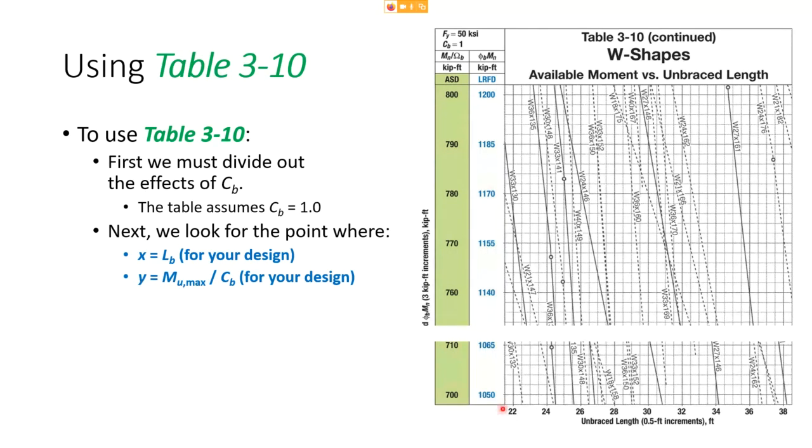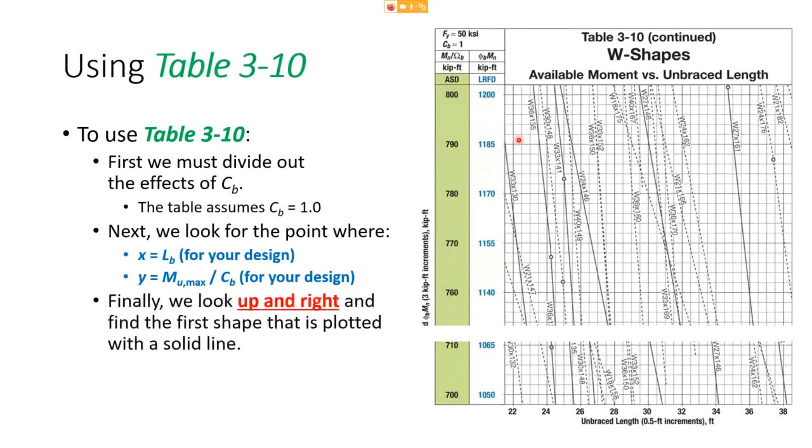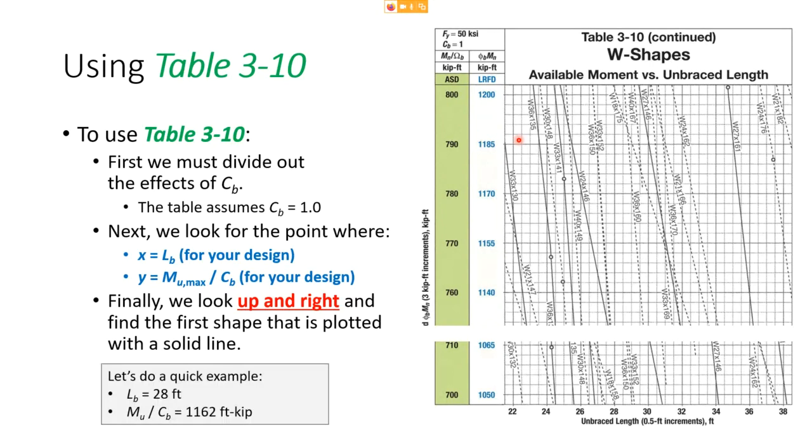So you're going to look on the x-axis for a value and the y-axis for a value. So finally, once you do that, what you do is you look up and to the right, and find the first shape that has a solid line. This is all going to make sense as we get into it, but I think the easiest way to go through this is to show you an example.